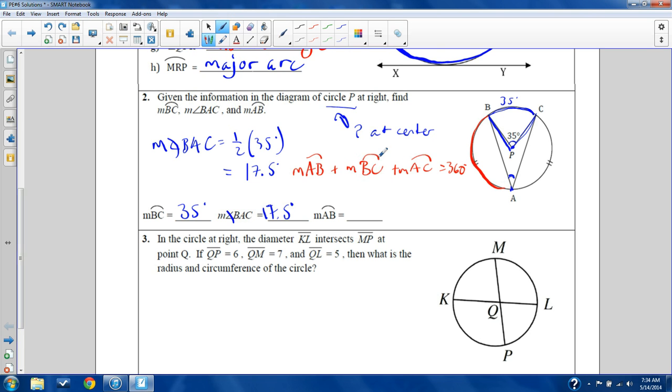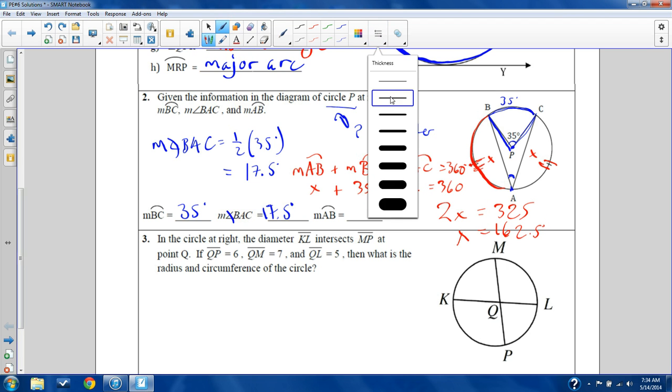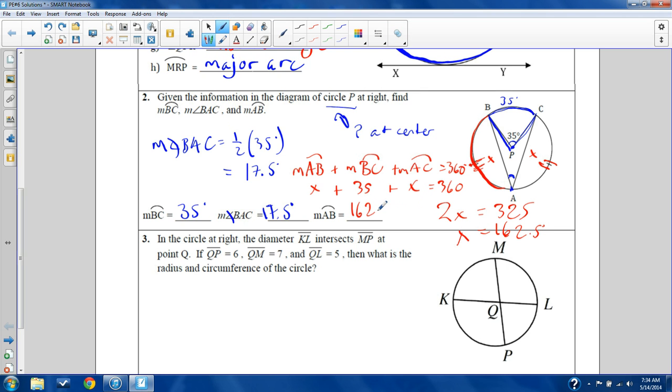I don't know what AB and AC are, but these congruent marks say that they're the same measure. So although I don't know, let's call this x. I don't know what it is, but I know that this is also x. So in this equation, I have x plus 35 plus x equals 360. So if I just solve for x now, I solve for arc AB. So 2x equals 325, I'm doing a subtraction there, divided by 2, I get x equals 162.5 degrees. So this final answer here is 162.5 degrees.